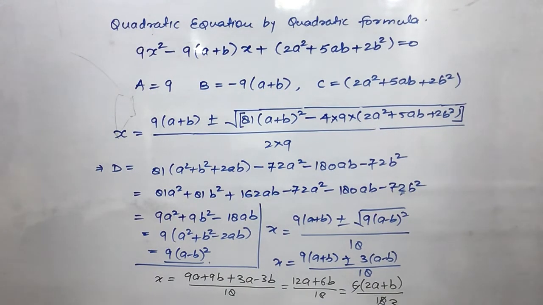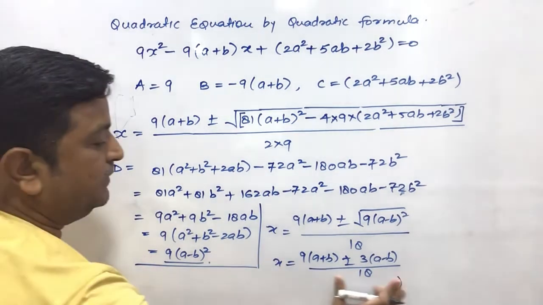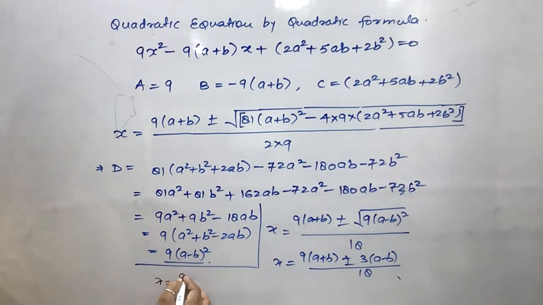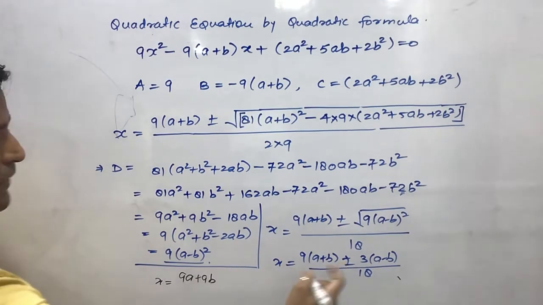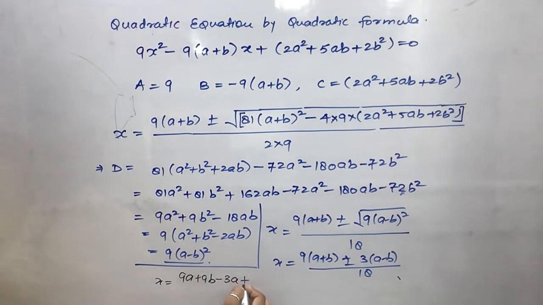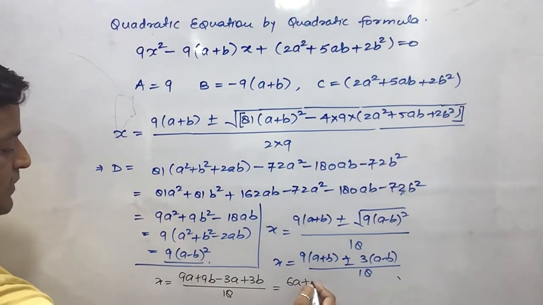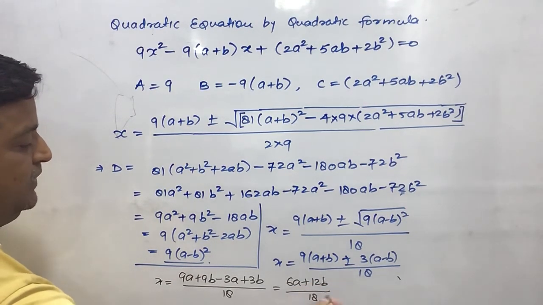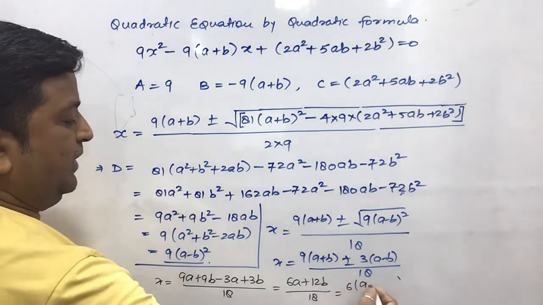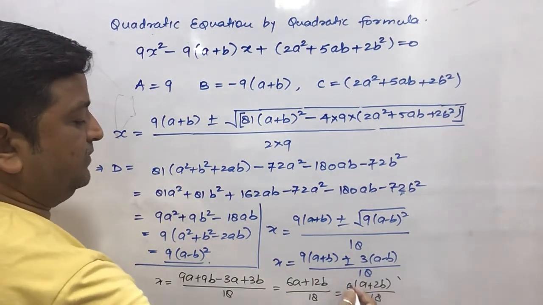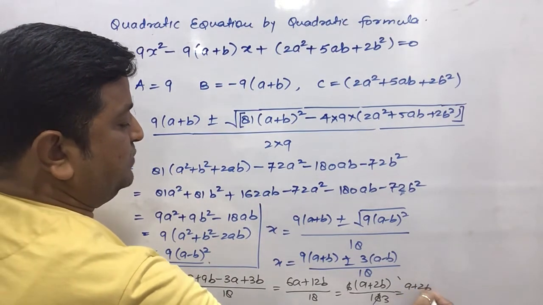2a plus b upon 3, and when we will go for the negative sign, I am going to remove it. x is equals to 9(a plus b), so 9a plus 9b minus of 3a minus 3b upon 18. 9a minus 3a is what? 6a. 9b plus 3b is what? 12b upon 18. 6 common, a plus 2b by 18. 6 से cancel हुआ 3 times, and a plus 2b by 3.